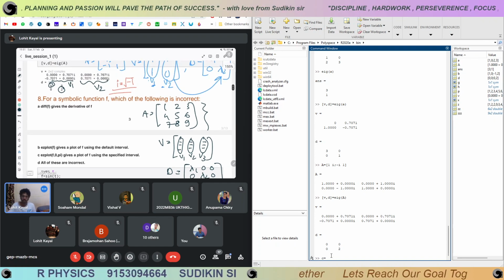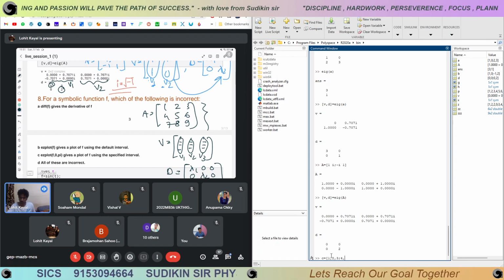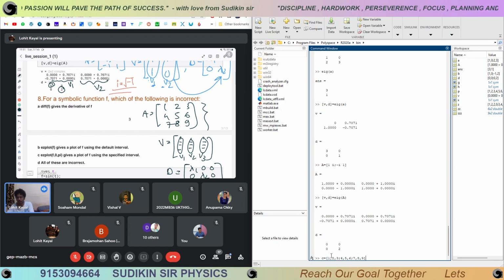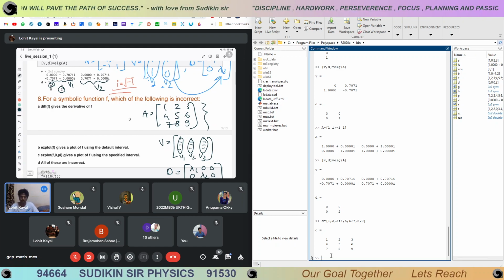This is going to be very useful for you, because in the course you will always have to deal with eigenvectors and eigenvalues. Just be habituated with it.